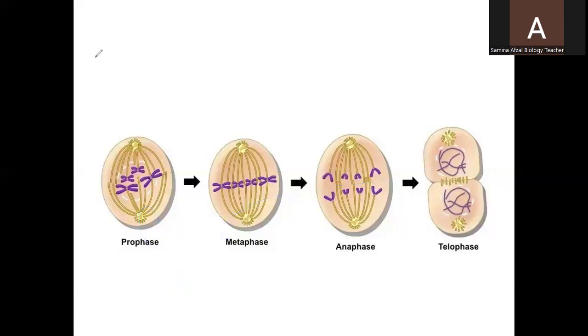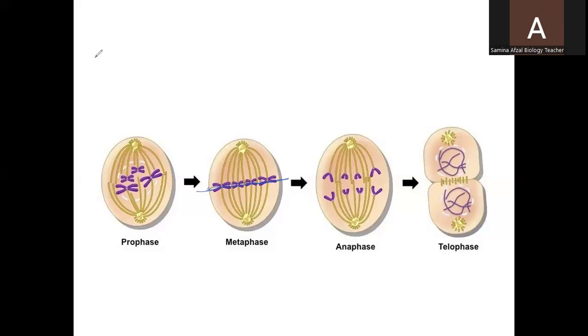And what happens during prophase? The chromosomes, which are condensed and replicated, attach themselves to the spindle fibers. They are attached randomly on the spindle fiber, and then the second phase, which is called metaphase. During this phase, the chromosomes are present in the center of the cell at the equator.